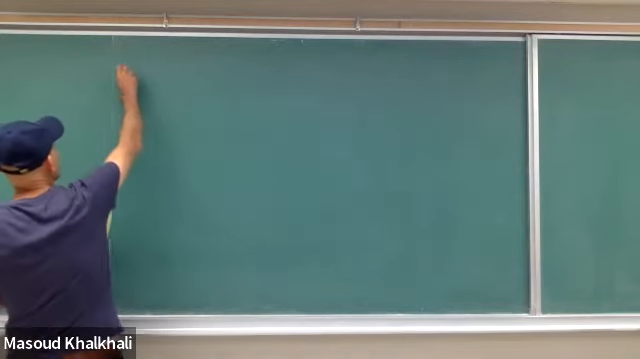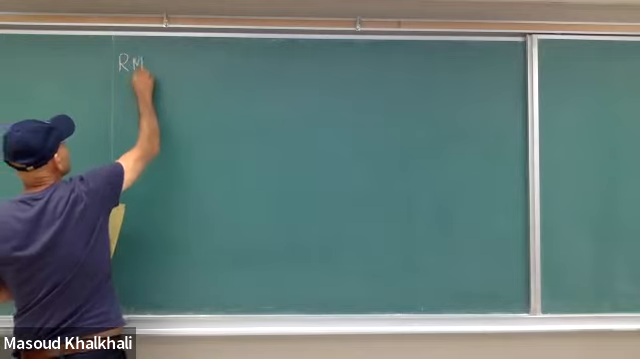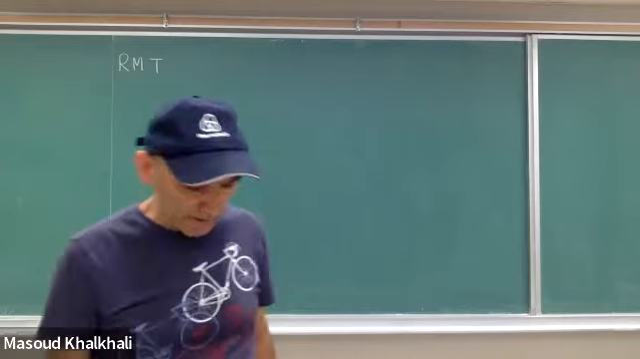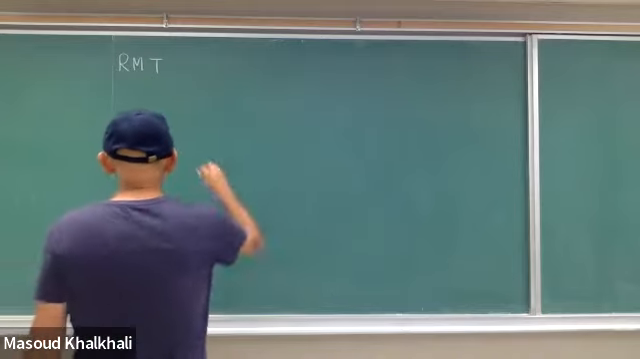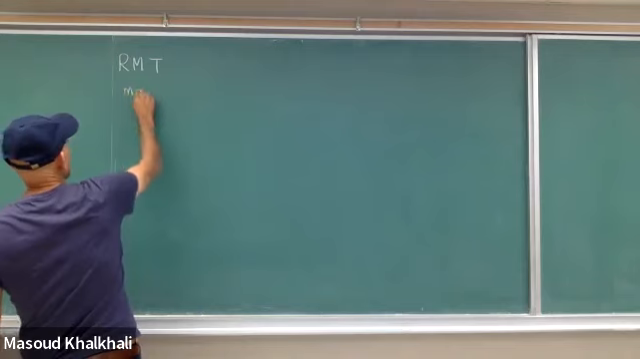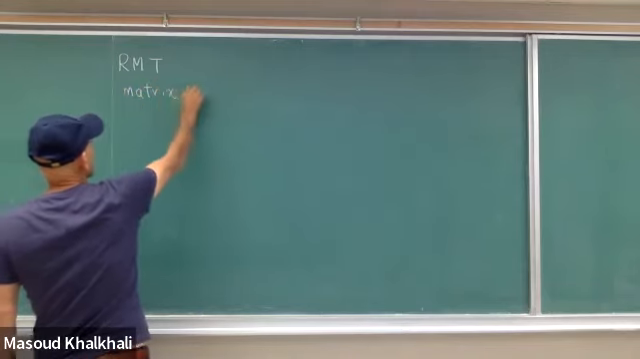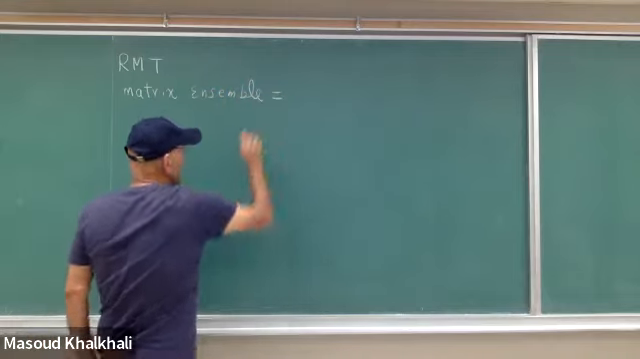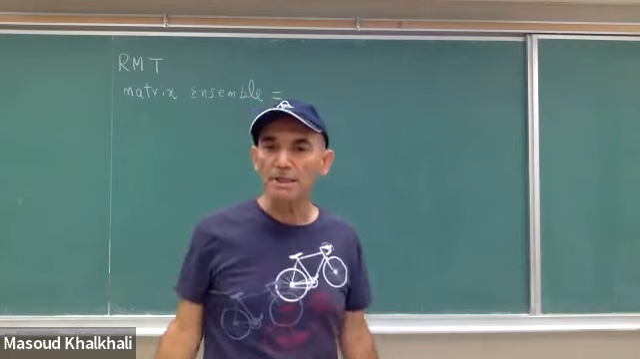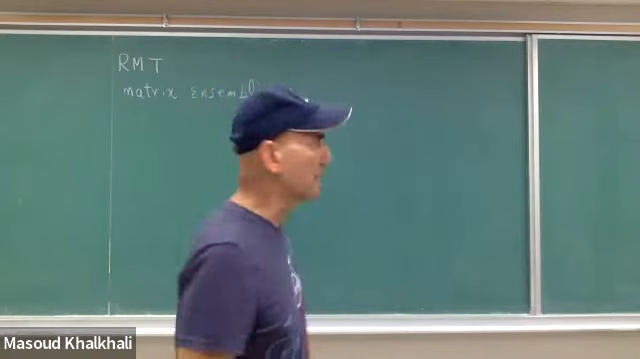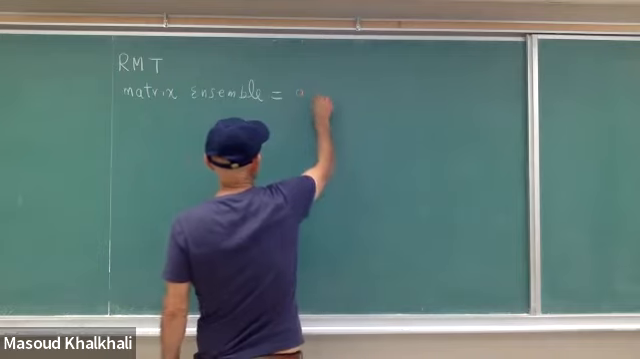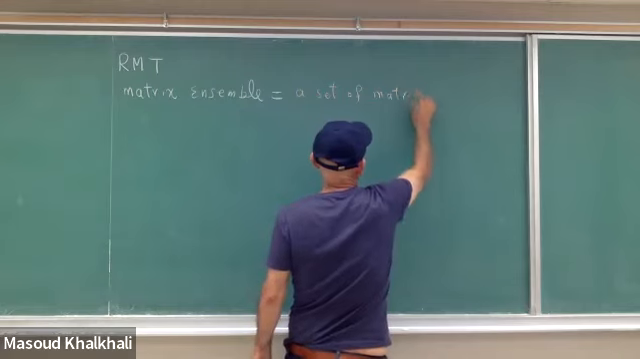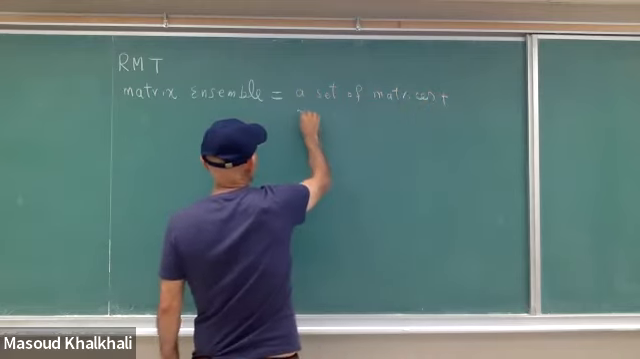this is random matrix theory. One concept one should grapple with first is the idea of a matrix ensemble. What is it? It's simply a set of matrices plus a probability measure on that set.